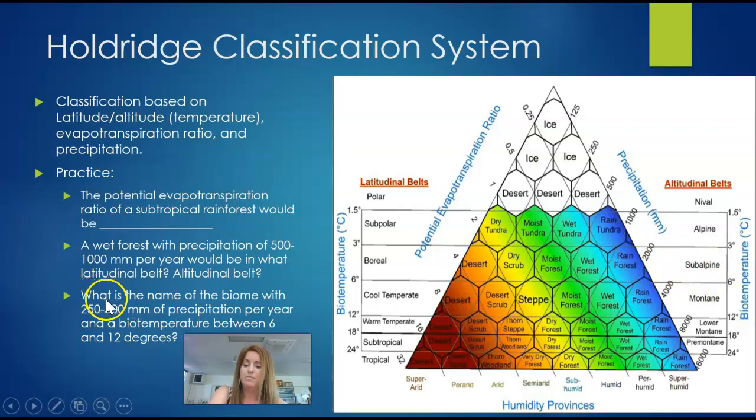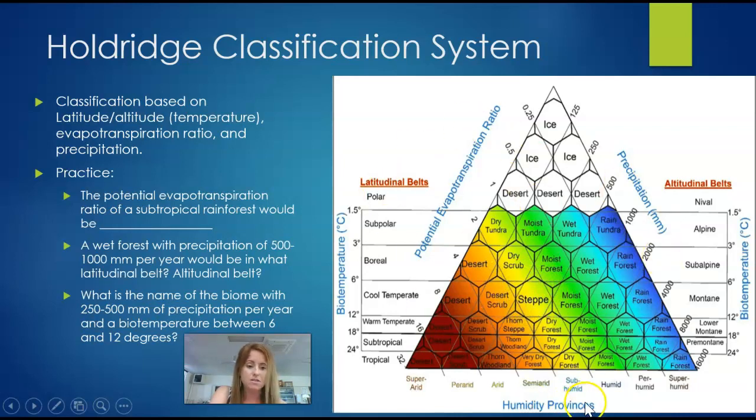And we'll try one more. What is the name of the biome with 250 to 500 millimeters of precipitation per year? So we go 250 to 500, then we're somewhere in here, right? And it wants to know the biotemperature is between 6 and 12 degrees. So we know we're in this section, and here is 6 to 12 degrees. So we have to come over, that's cool temperate. We come over between 250 and 500 and cool temperate. That puts us right here at the steppe. And that's the name of that ecosystem.